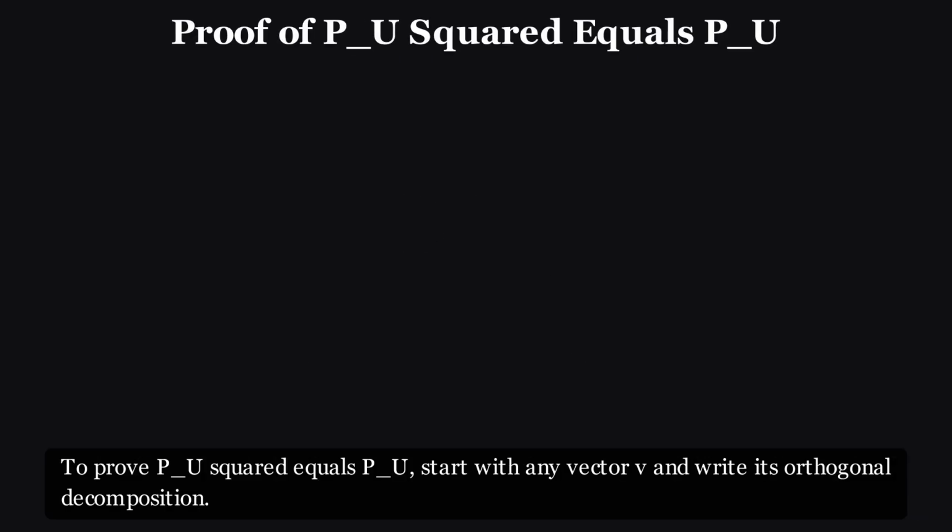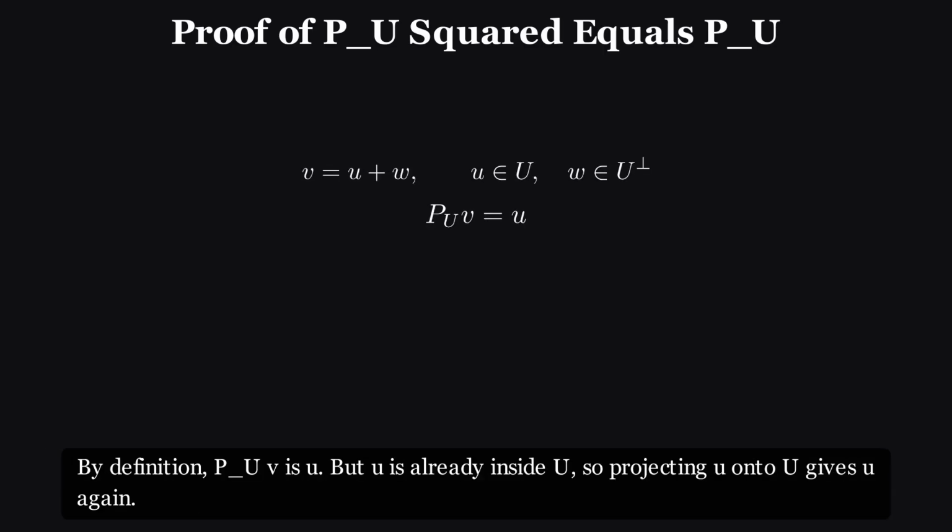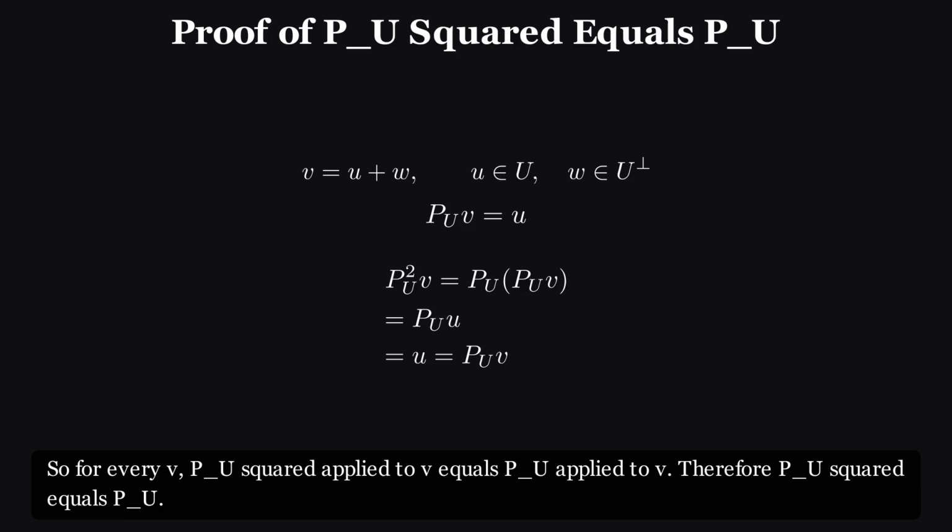To prove P_U squared equals P_U, start with any vector v and write its orthogonal decomposition. By definition, P_U v is u. But u is already inside U, so projecting u onto U gives u again. So for every v, P_U squared applied to v equals P_U applied to v. Therefore P_U squared equals P_U.